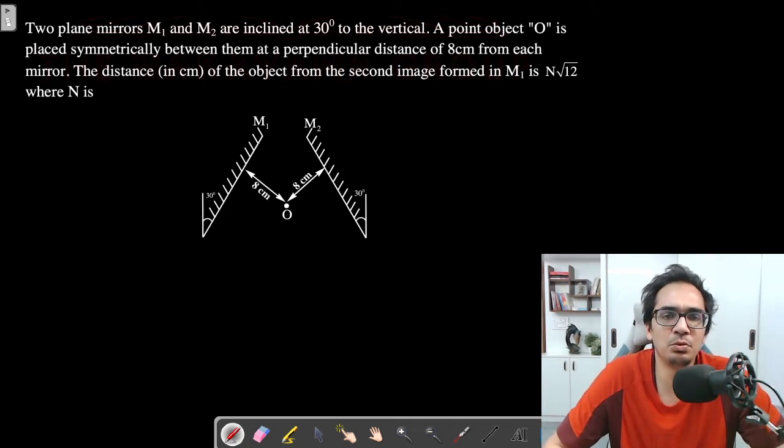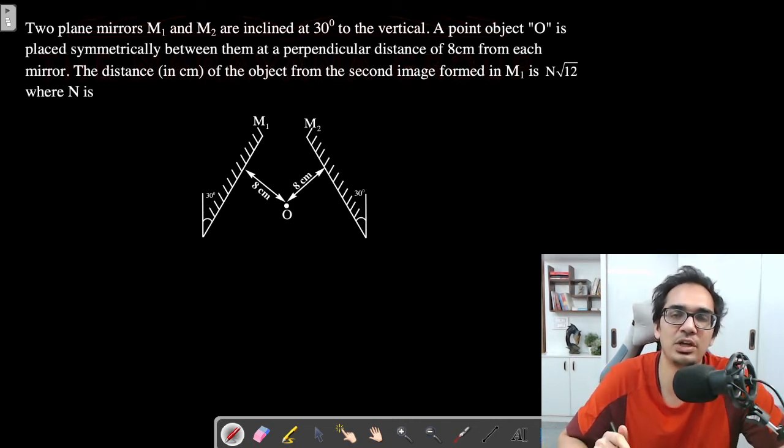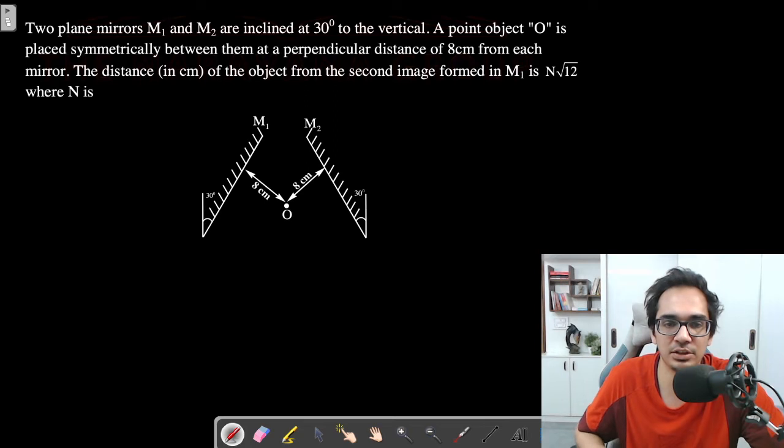Understood? So two plane mirrors M1 and M2 are inclined at 30 degree with the vertical. A point object is placed symmetrically between them at a perpendicular distance of 8 centimeter. Find the distance of the object from the second image formed in M1. So we have to find the distance of the second image formed in M1. So we will draw a reflection of M2 in M1. I will just do that for you and then we will take a new slide for this.